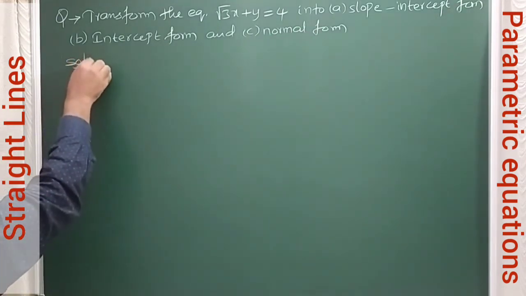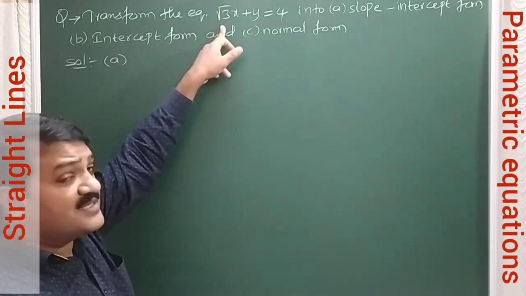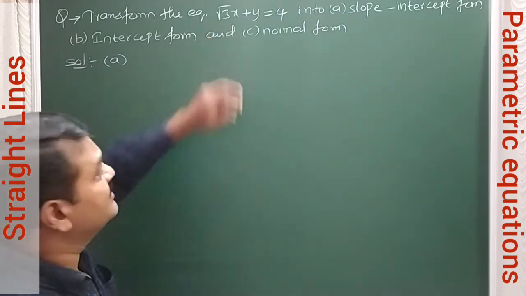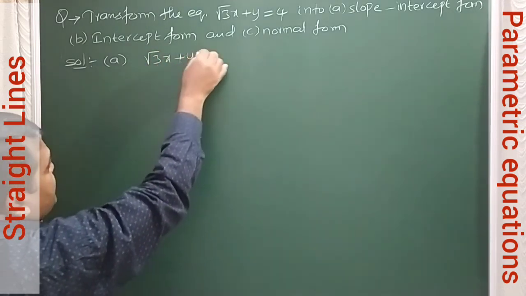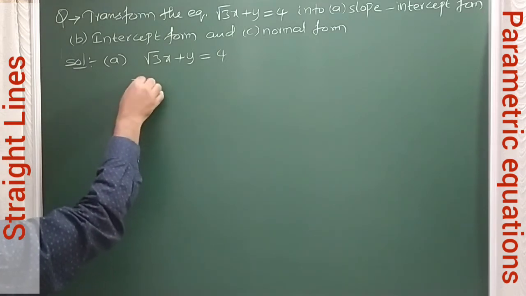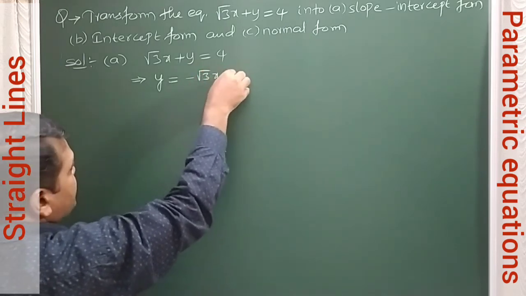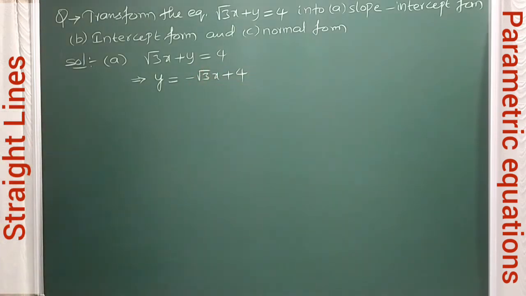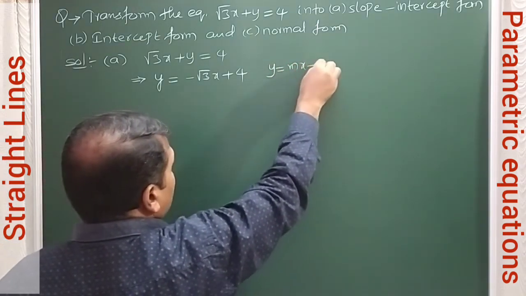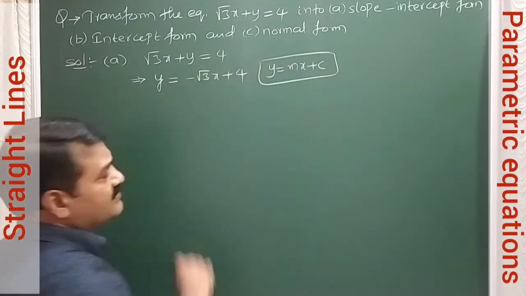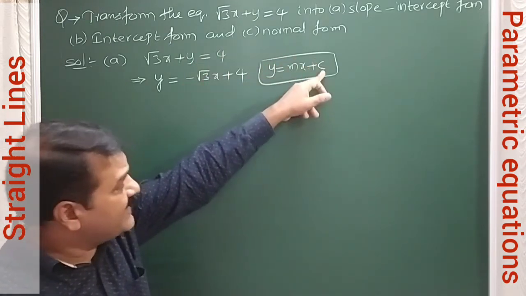So let us go one by one. y is equal to mx plus c. So we have to write this as y is equal to something, that's all. So how can we write? Root 3x plus y is equal to 4. So we can write this as y is equal to minus root 3x plus 4, that's all. This is the slope intercept form. So slope intercept form means y is equal to mx plus c. We got the model. What is the slope of the line? Minus root 3. What is the y-intercept? 4.